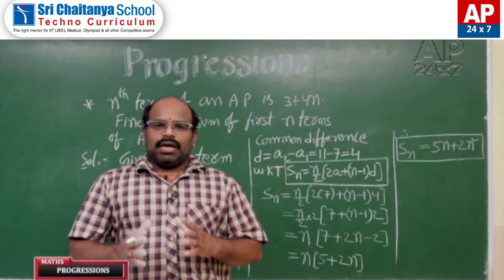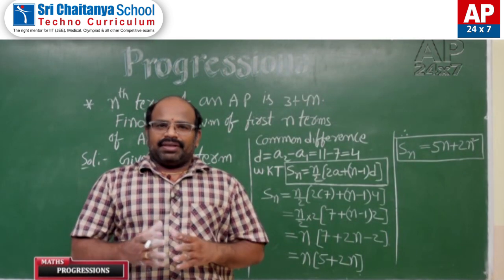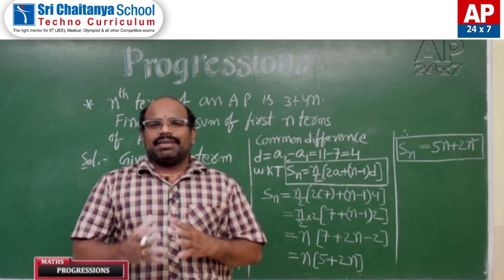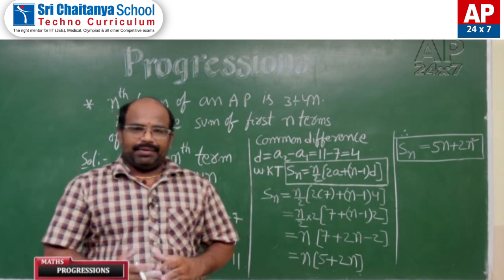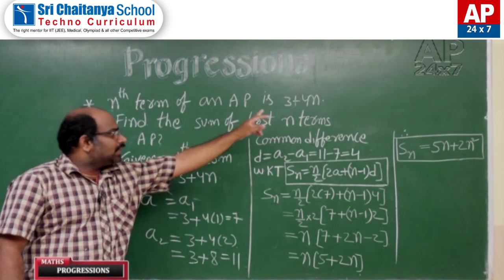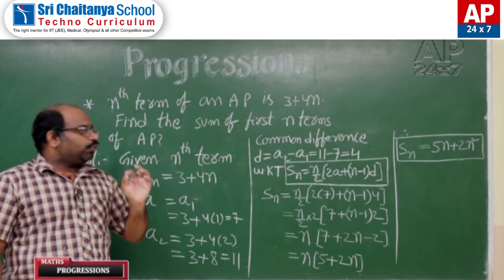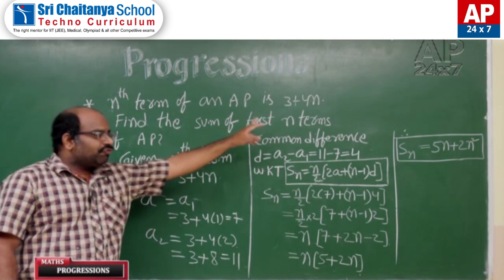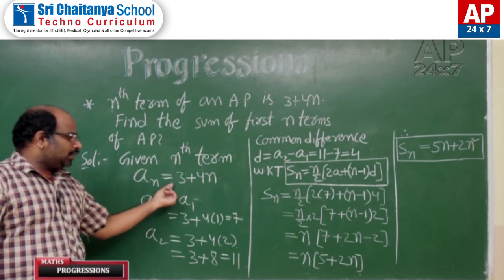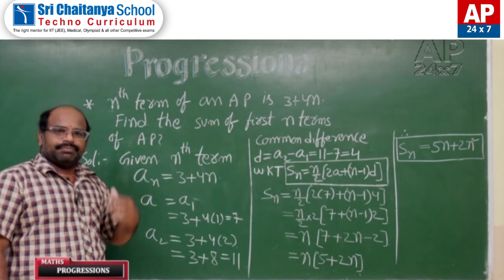Let us discuss another model. Whenever the nth term of an AP is given, how to calculate the sum of n terms of an AP? Here is the problem. The nth term of an AP is 3 plus 4n. We have to find the sum of the first n terms of that AP. Given an is equal to 3 plus 4n.